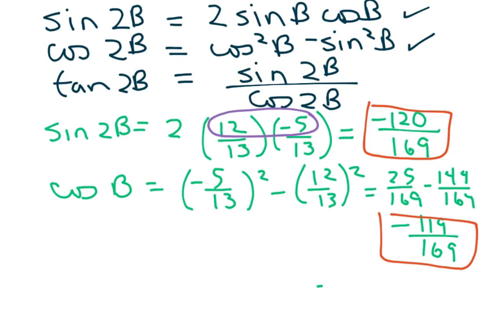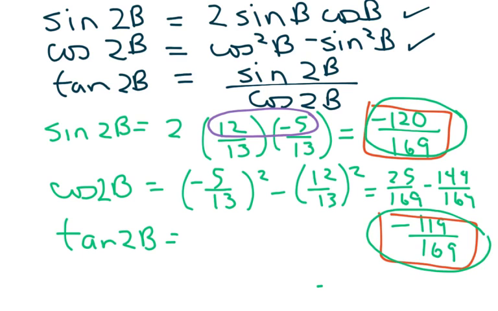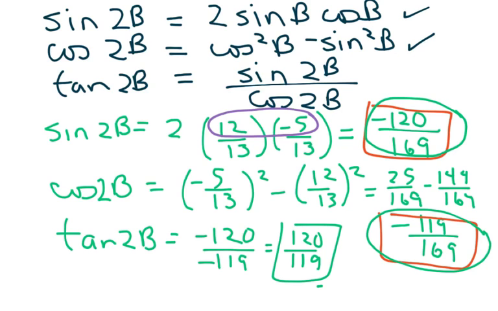Therefore, our tan of 2 beta is we're just going to take this one, divide it by this one, and that's going to give you negative 120 over negative 119, which equals 120 over 119. Okay.